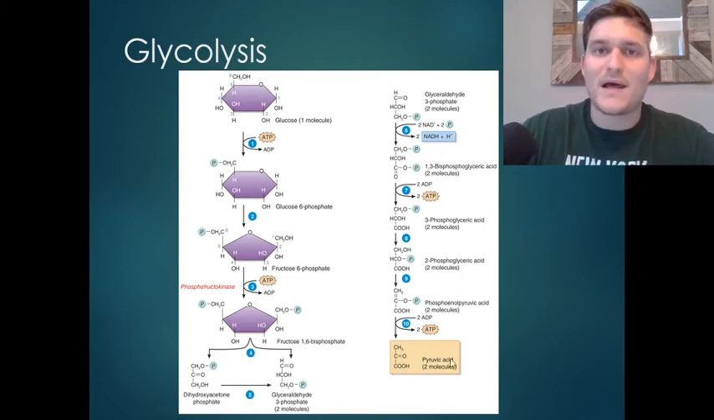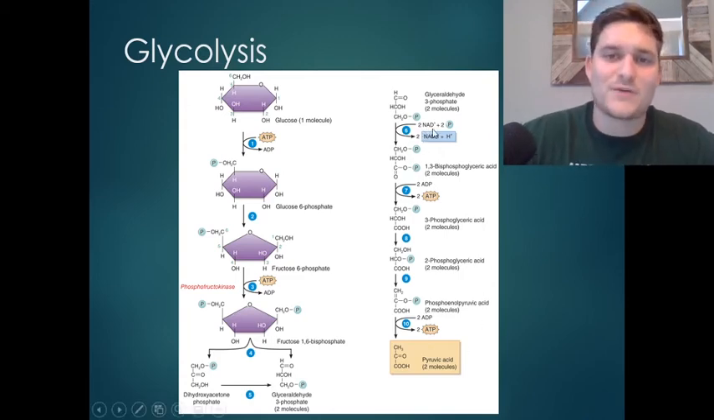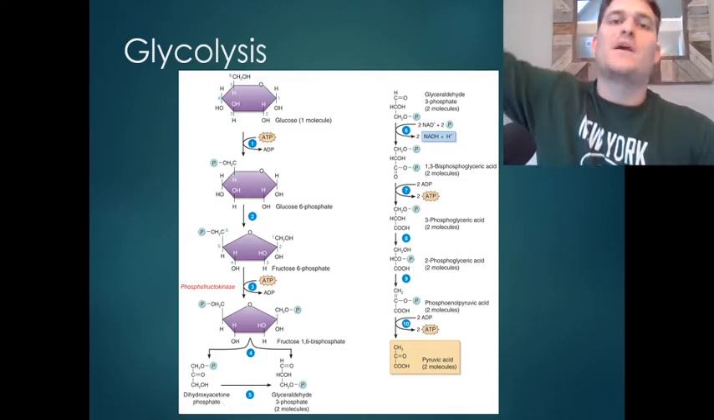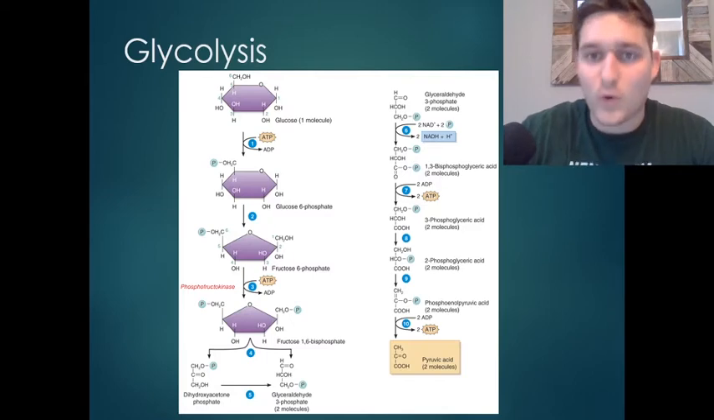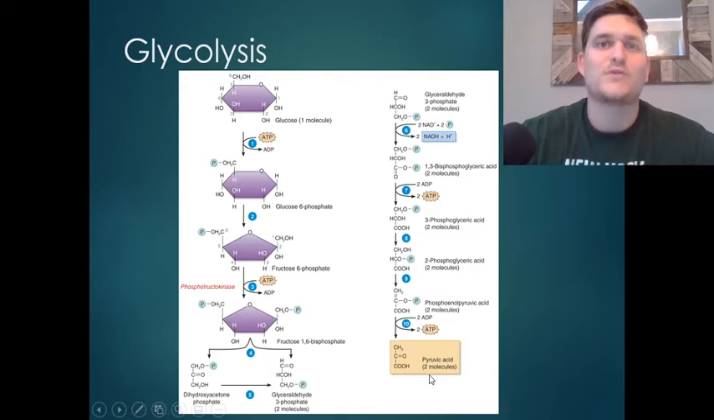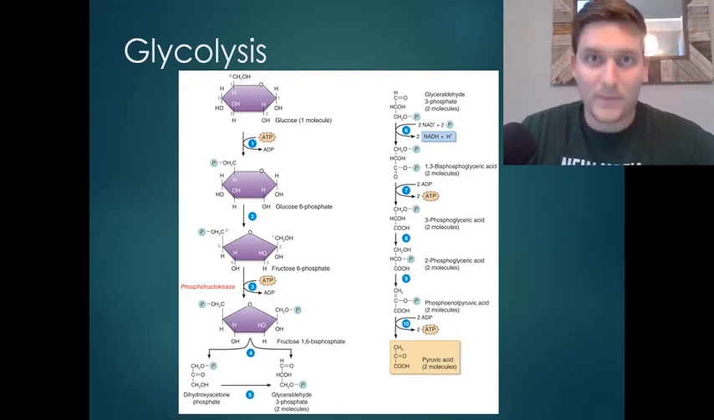which doesn't sound like a lot, but also remember, we have these electron carriers, these NADH plus H's, which are going to carry electrons through the electron transport chain, which will then be used to synthesize more ATP. In addition to that, we could use these molecules of pyruvic acid to also get more energy through aerobic metabolism.